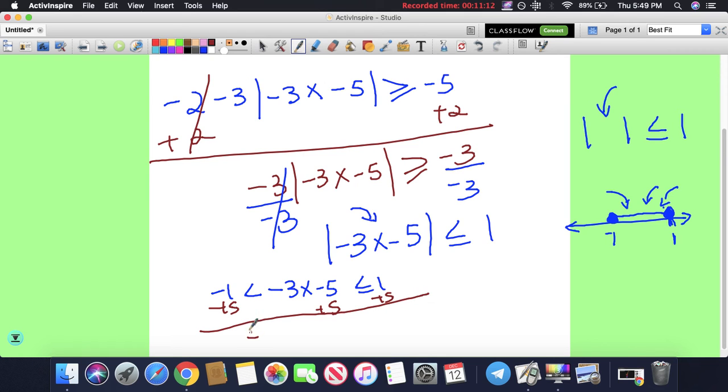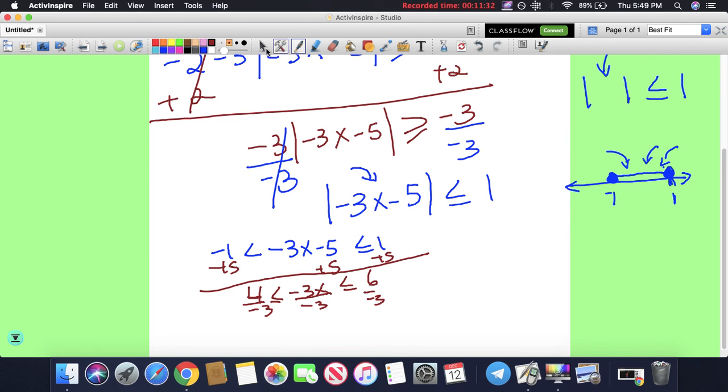Plus 5. We're going to get positive 4, less or equal to, greater than negative 3x, and this is going to be 6. Now we're going to divide everything by negative 3. And because we're dividing by a negative, everything's going to point the other way. So it's going to be negative 2x, pointing the other way, and it's negative 1. So negative 1 is going to be greater than x, which is going to be greater or equal to negative 2.